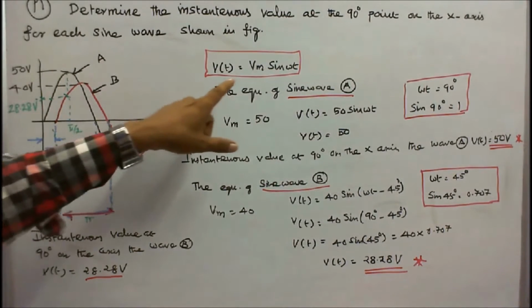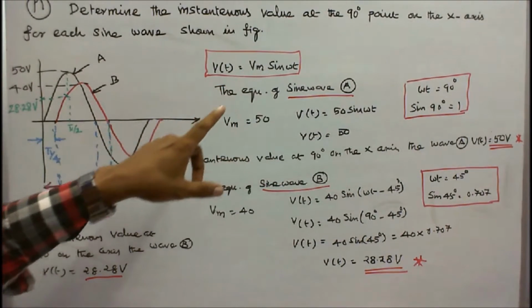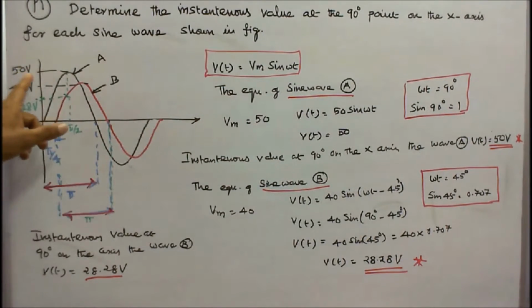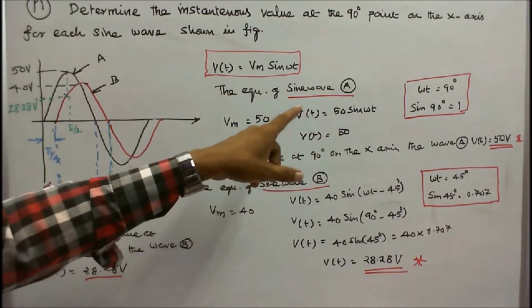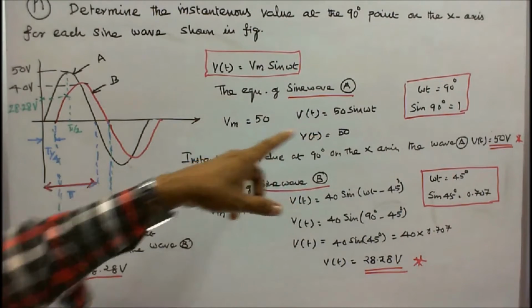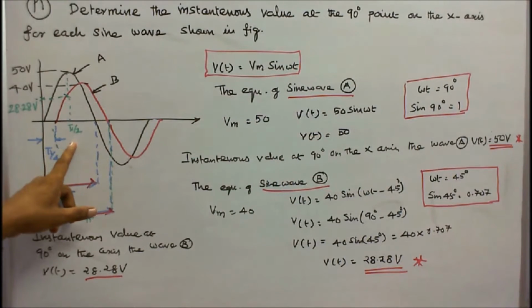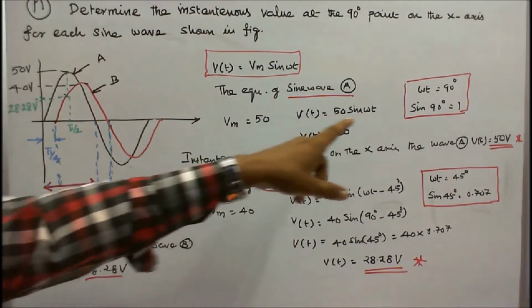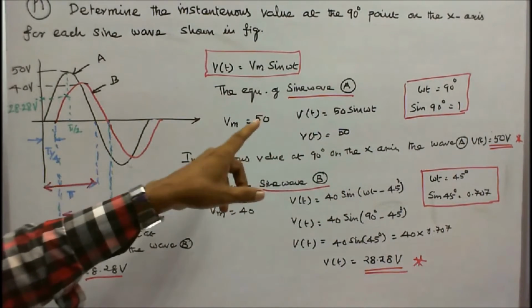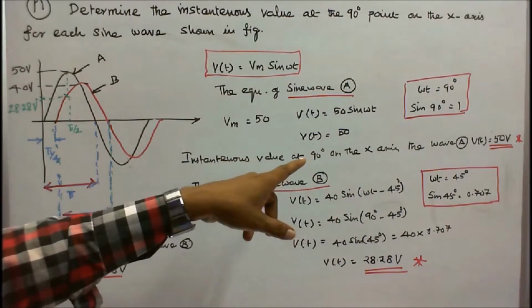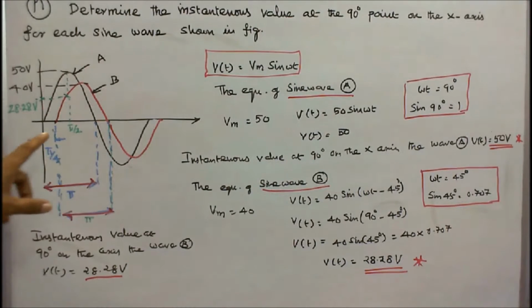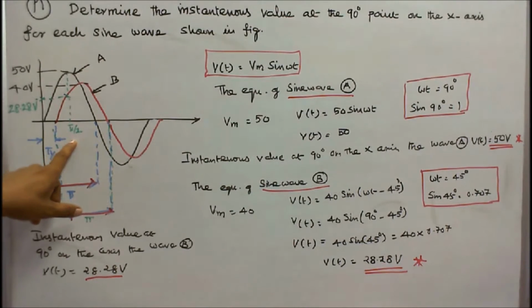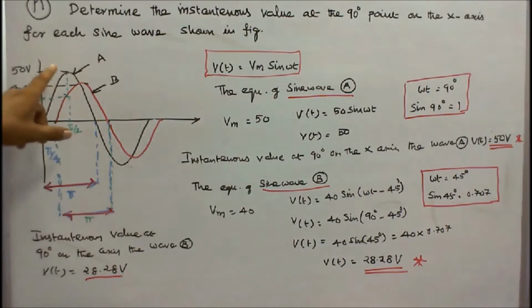V of t is equal to Vm into sin omega t. Vm is given 50. Therefore, V of t is equal to 50 into sin omega t. Here omega t is equal to 90. Sin 90 is equal to 1. Therefore, V of t is equal to 50. The instantaneous value at 90 degrees is 50. Its maximum value is also 50.